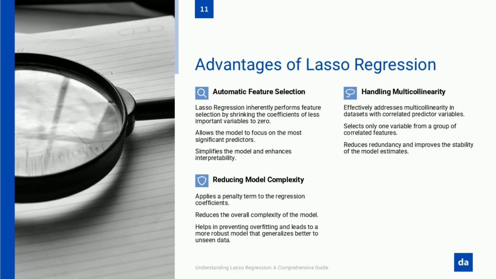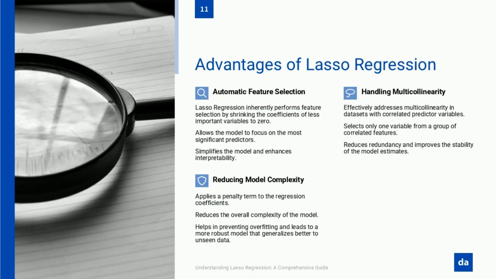By shrinking the coefficients of weak predictors down to zero, it removes unnecessary variables from the model, leaving only the most important ones. This makes Lasso an ideal choice for high-dimensional datasets where you might have hundreds or thousands of predictors, and you need a method to filter out the noise.